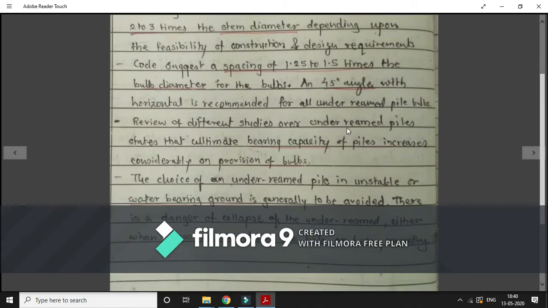Review of different studies on under-ream piles states that the ultimate bearing capacity of the pile increases considerably on provision of the bulb. So if you increase the number of bulbs with specified conditions, you will find the bearing capacity of the pile is higher. The choice of under-ream piles in unstable or water-bearing ground is generally avoided. There is a danger of collapse of under-ream piles either when boring or down the bore, or during concreting.